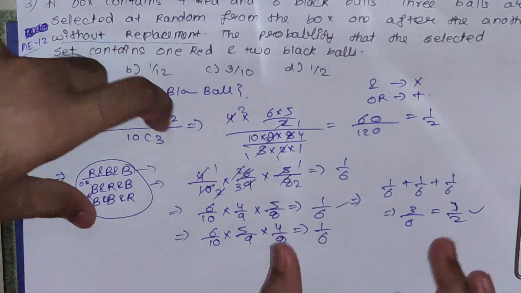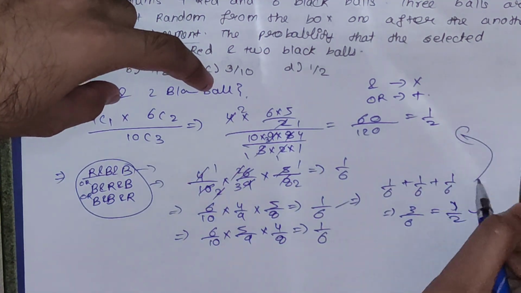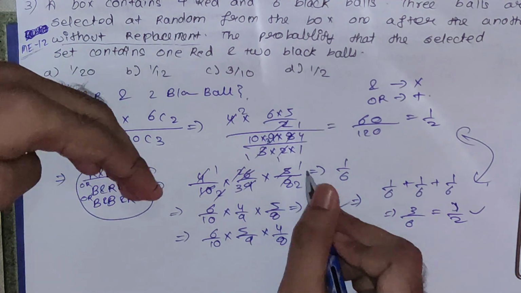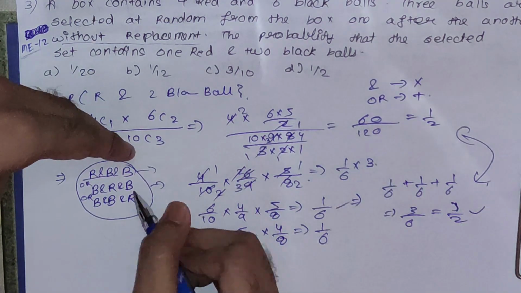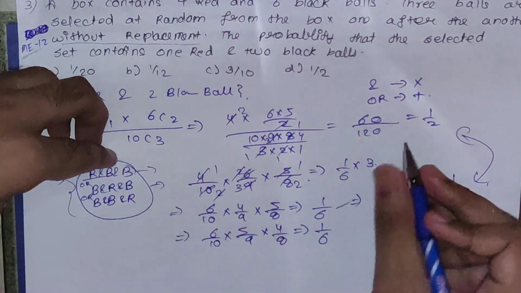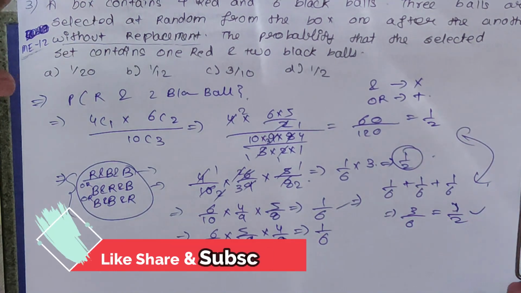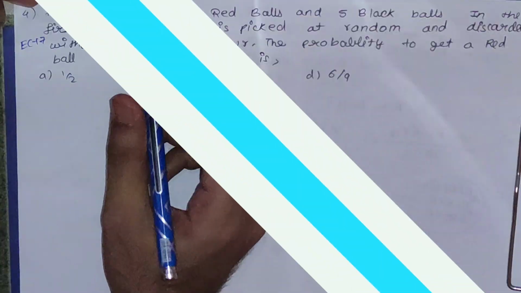So you can see from the basic approach as well as from the combination formula approach, you are going to have the same answer. Also in the basic approach, you can find the probability of the first case and then just multiply it by 3, because we have a total of 3 cases. From this also you are going to have the same answer, 1 by 2. So these are the various ways from which you can get your answer. Now let's see this sum.